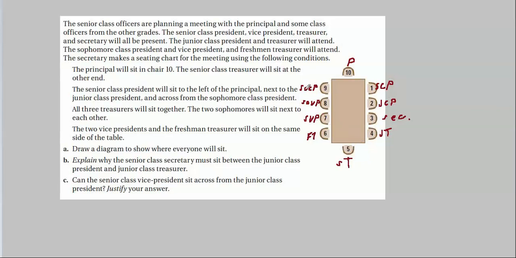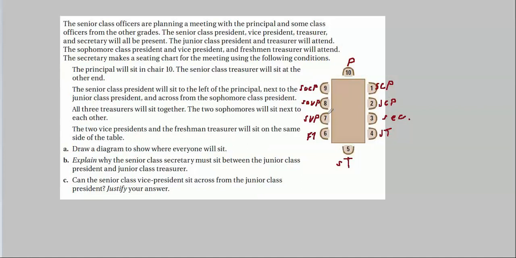But for now, I'm going to put the senior vice president here and the freshman treasurer here. That puts them on the same side of the table. We know where the senior treasurer goes. The treasurers all have to be next to each other. There's only one spot left for the junior treasurer.